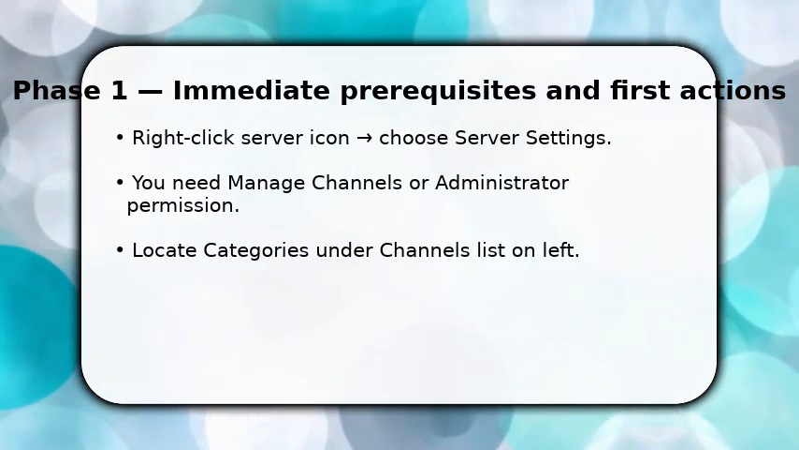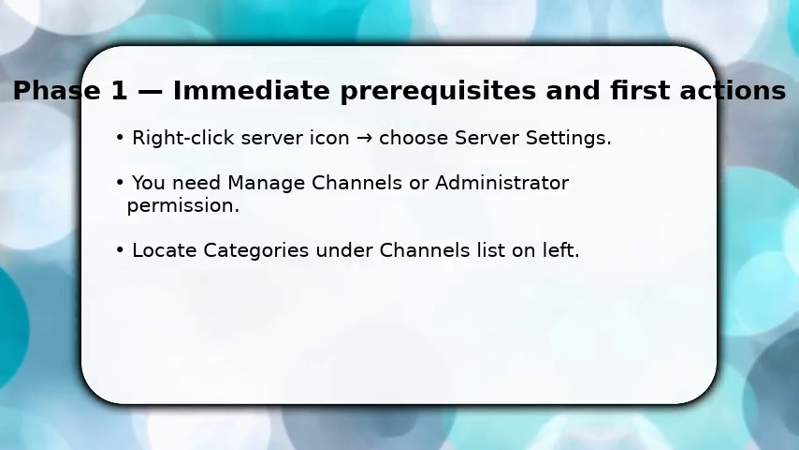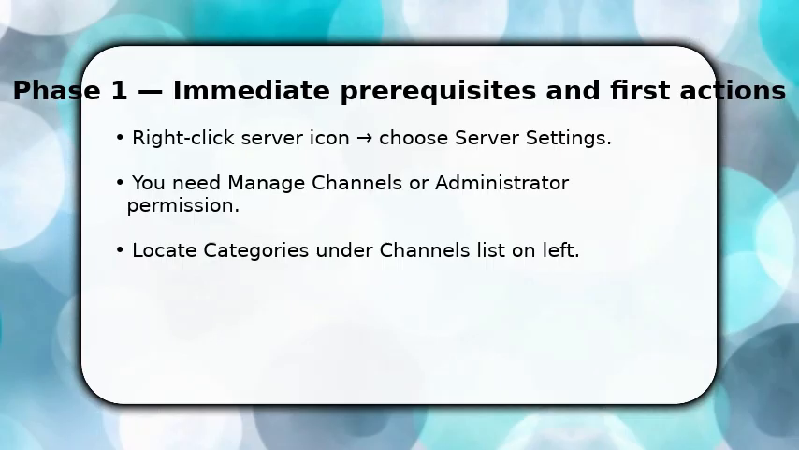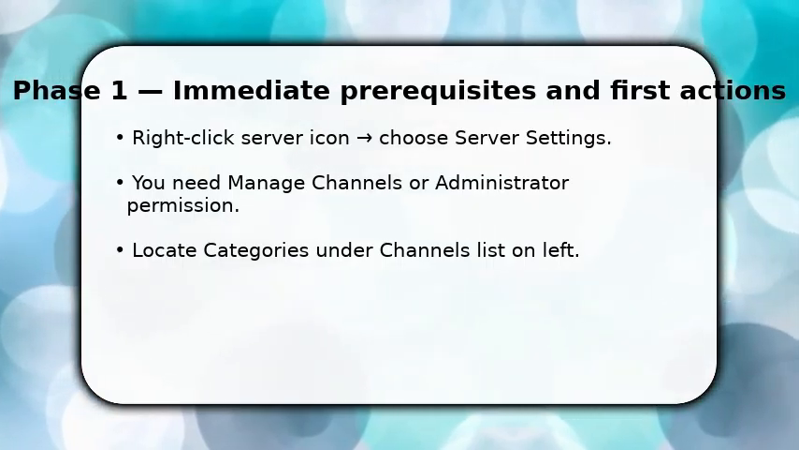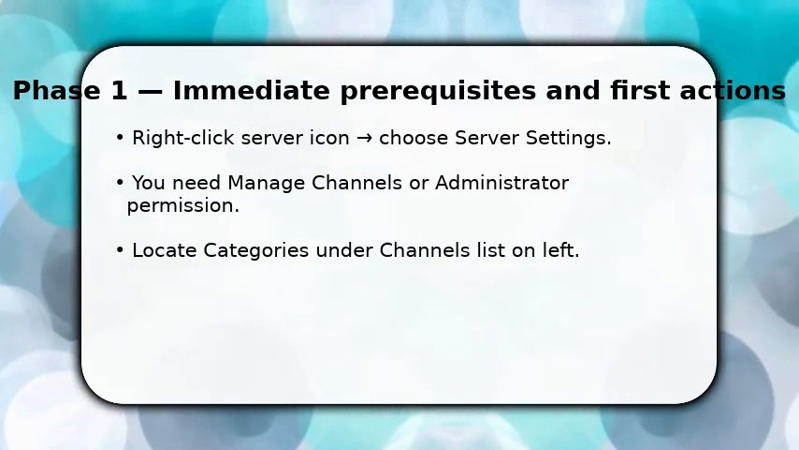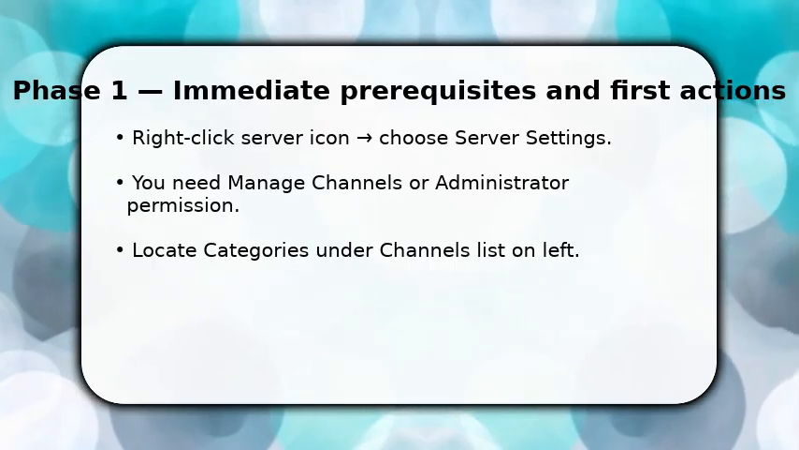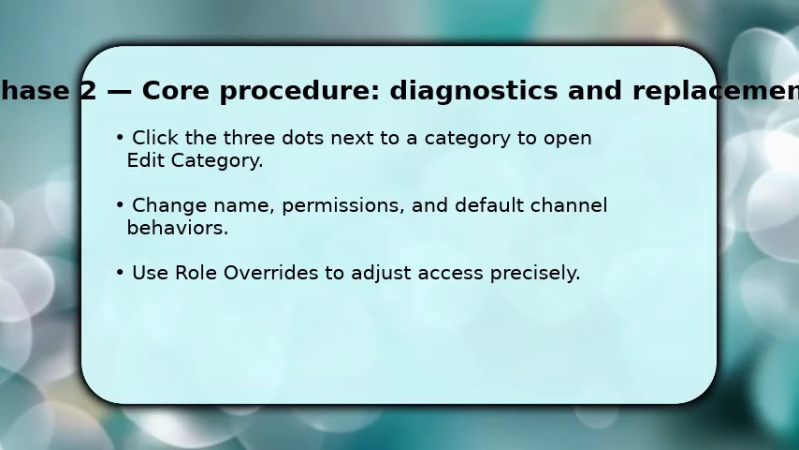You should now scan the left sidebar for channels and then find Categories. Click it to reveal the category list. This first action puts you in the correct panel, so make sure to proceed only when you see the category you intend to change. You click the 3 dots beside the target category and choose Edit Category. This opens options for name, permissions, and channel settings.